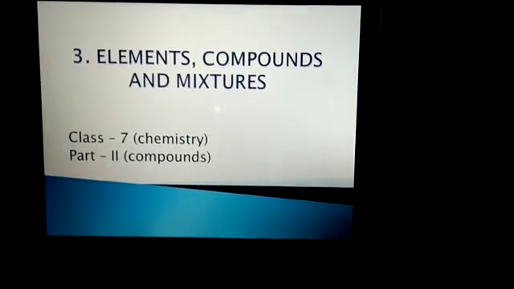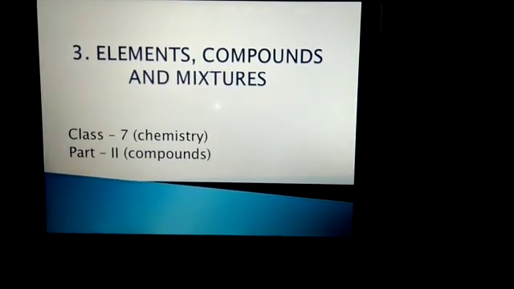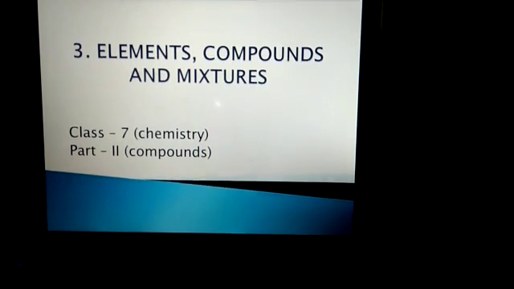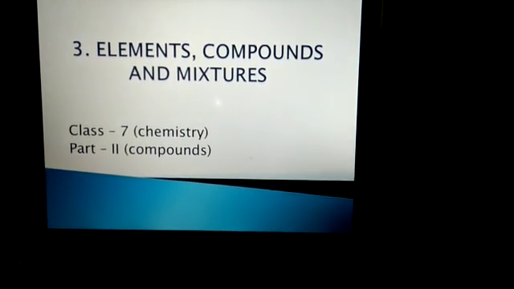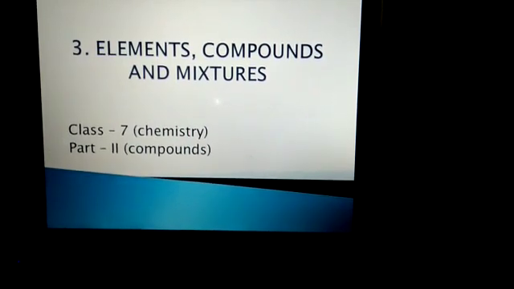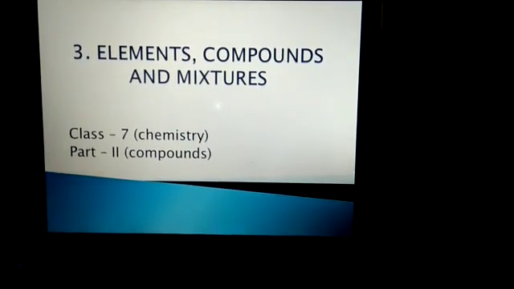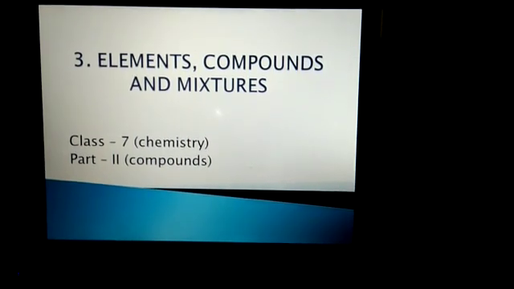Hello students, in today's chemistry class, you will learn about compounds. This is the second topic of chapter 3, elements, compounds and mixtures. So let's see what compounds are.